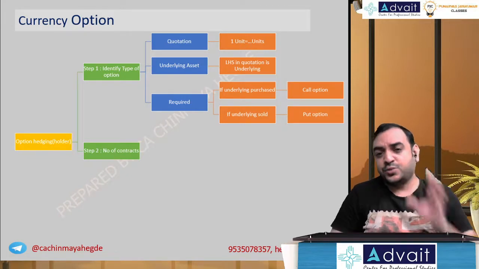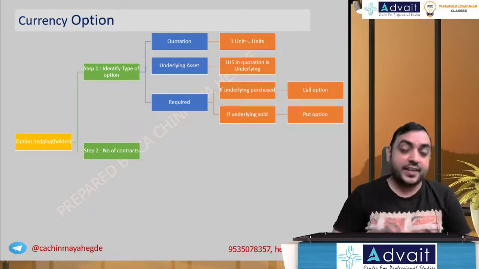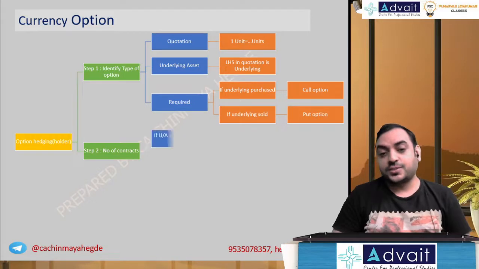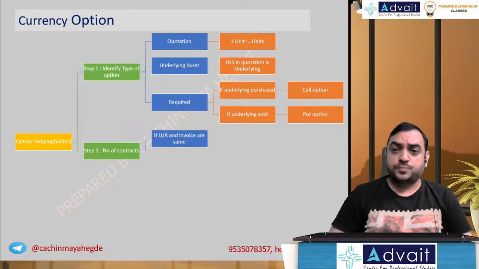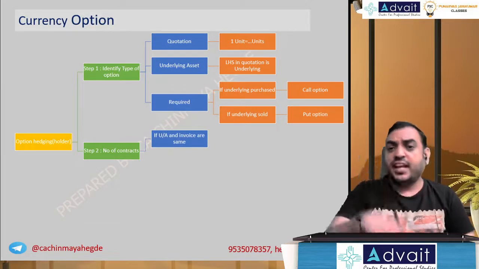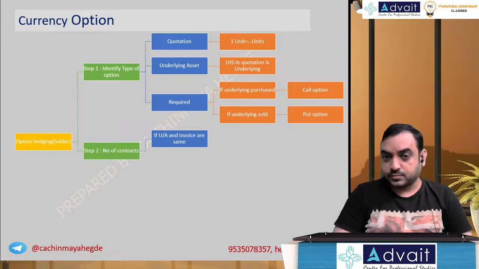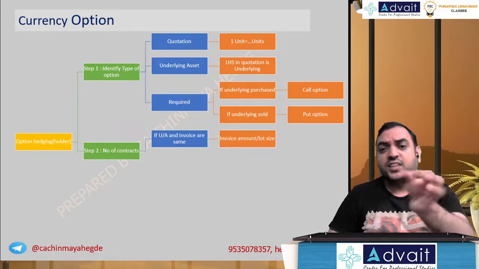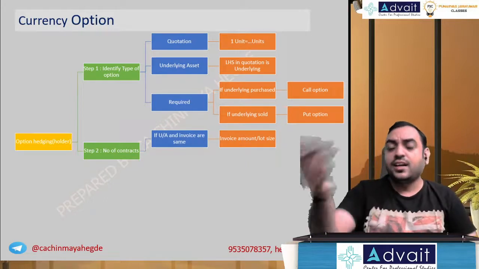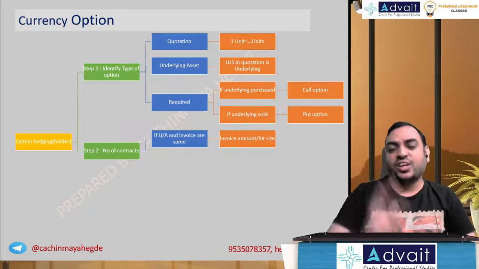Okay, here comes a small challenge because of lot size again. Number of contracts. If underlying asset and invoice are the same, for example, underlying asset is pounds, invoice amount is also pounds, then the number of contracts is calculated as invoice amount by lot size. Invoice amount 10 lakh, lot size 1 lakh, 10 lakh by 1 lakh, 10 contracts.